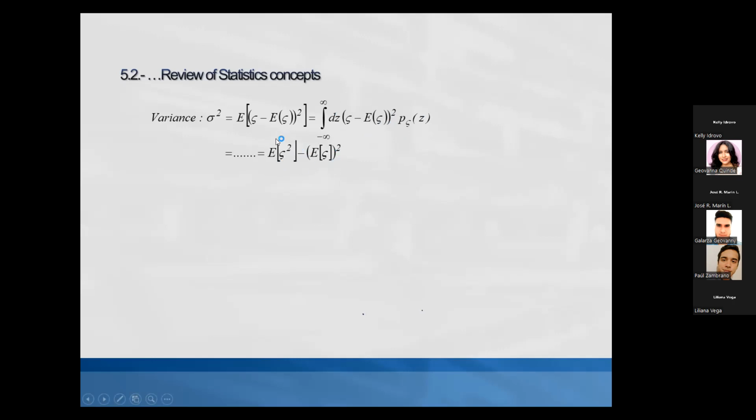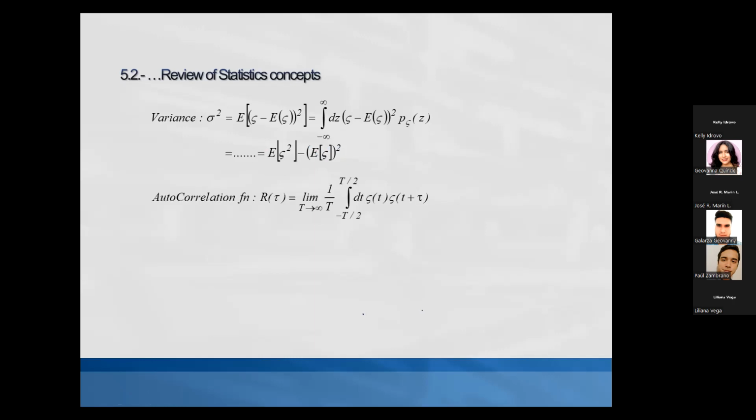So this is the mean square minus the mean raised to the second power. Please be careful with the words. This is the mean square, and the other term is the mean raised to the second power. So this is a very common statistics exercise. I'm sure you recall that.